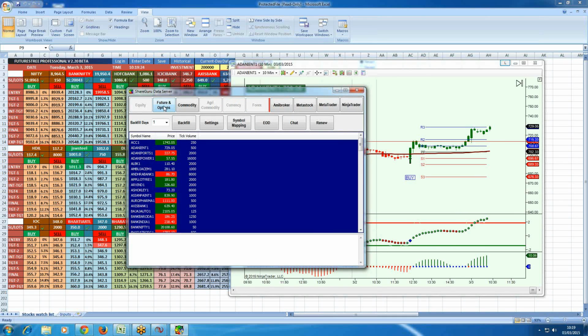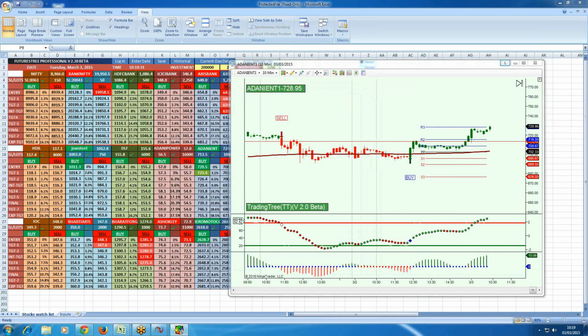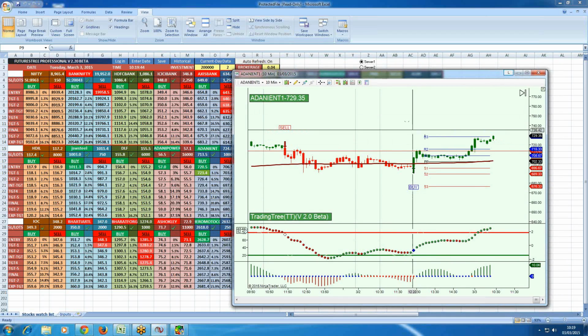So you can trade in equities, futures and options, commodity, agri, currency, and even forex. You'll just have to get the data feed, and we're getting the data feed from there. I've chosen only the futures segment there, so I'm getting the futures prices for the Tradingtree. The prices you are seeing in this particular Futurestree file are your spot market prices. Whenever a call is generated in your spot market, you automatically get a buy call in your futures and even in your options.